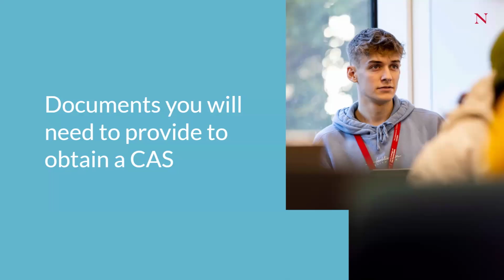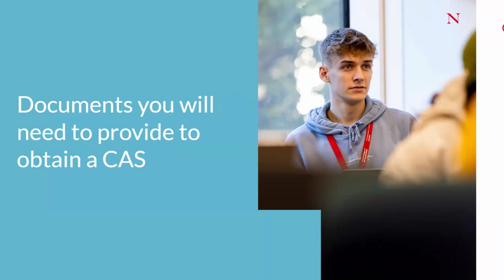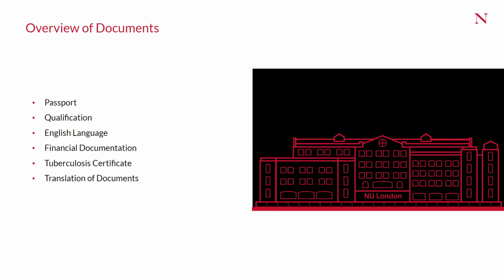Documents you will need to provide to obtain a CAS. So here is a quick overview of the documents that you'll need. You'll need a valid passport. The passport must be valid at the time you are entering the UK. It does not have to be valid for a certain amount of time after you enter, but it must be valid for when you're entering the UK.